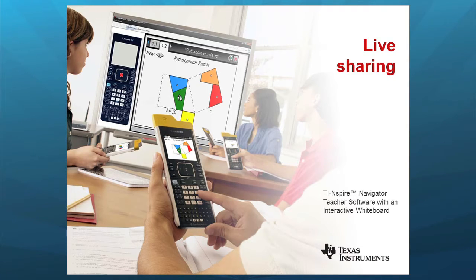Now, with this technology, the student is in a position to actually be in control. So we have a student here who's actually demonstrating with their handheld, and he's actually leading the lesson, going through his solution to this particular puzzle.